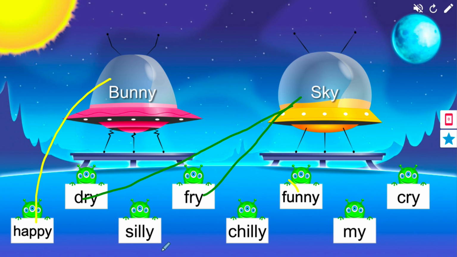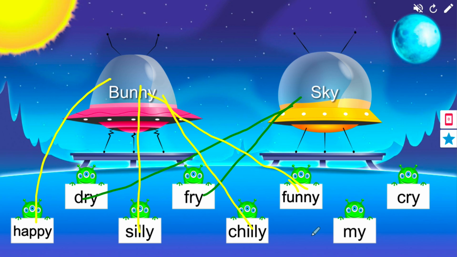Let's look at silly. When I stretch that out, silly, that Y has a long E sound. So I'm going to connect silly to bunny because bunny also has a long E sound on the end. The next one I'm going to look at is chilly. Chilly and silly are rhyming words. So that means it's also going to have a long E sound on the end where the Y is. Chilly. Funny. Well, I look at this, and funny and bunny are rhyming words. So that's going to go with bunny. They both have a long E sound on the end.